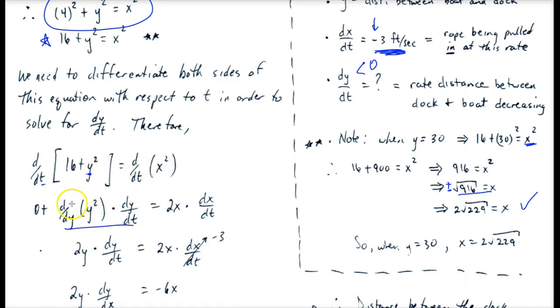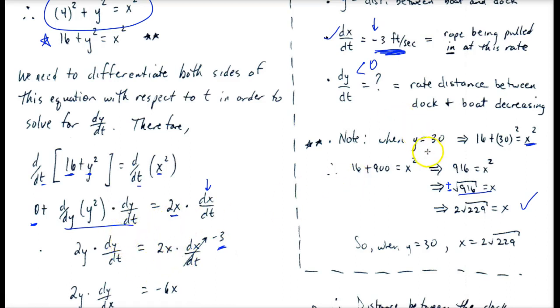And so when we take the derivative of y squared, we get 2y times dy over dt. Of course, whenever we take the derivative of 16, the derivative of any constant is 0, so that's why we have that there. And of course here, x and t do not match. So when we take the derivative of x squared with respect to t, it would just be 2x times dx over dt. From here, we know that dx over dt is -3.